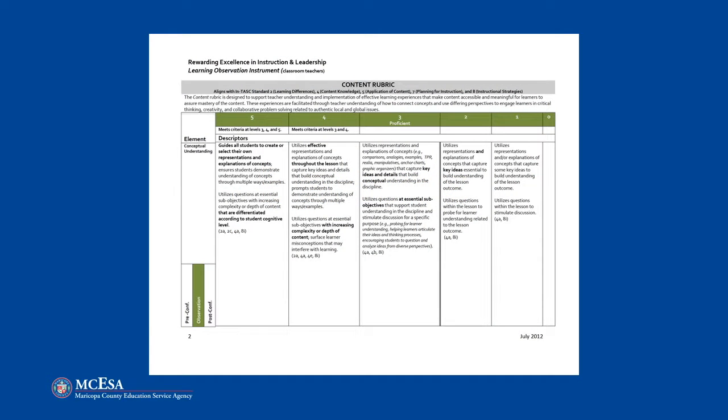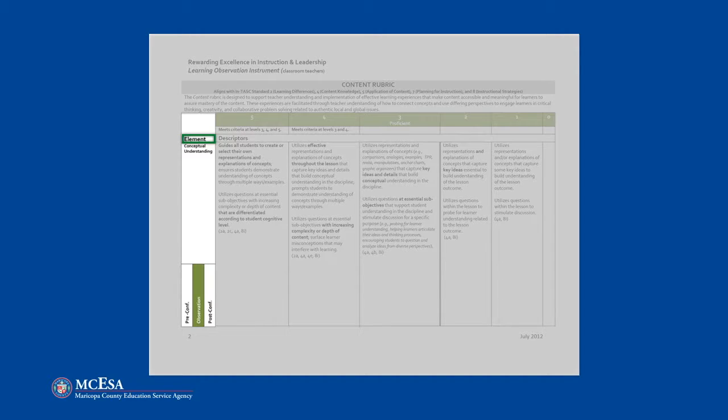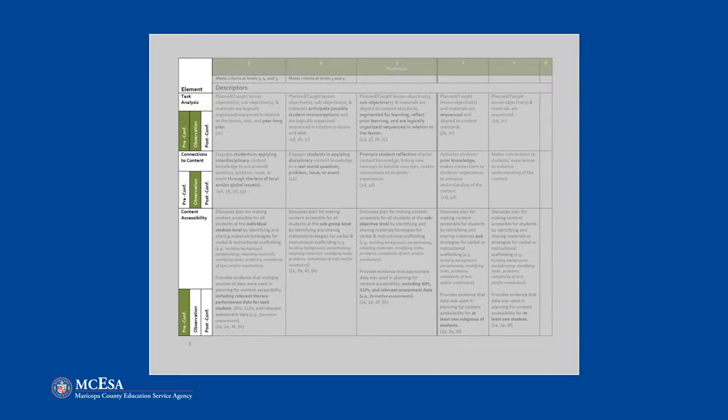Let's move on to the rubric elements. Each rubric contains several elements, which are listed on the left-hand side of the rubric. As an example, on pages 2 and 3, we see there are 4 elements in the content rubric: conceptual understanding, task analysis, connections to content, and content accessibility.